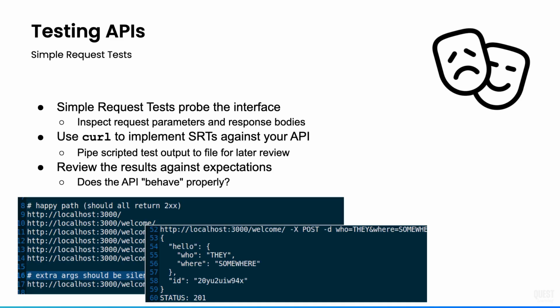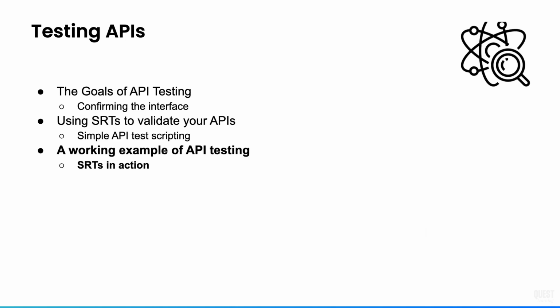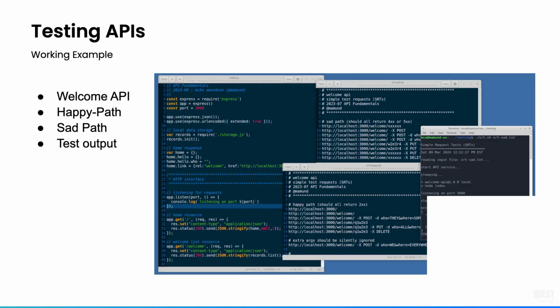We want to inspect both the input parameters and the output responses. We want to create some kind of simple scripted form that we can store for later. And we want to overall just validate the behavior of the API itself. So with that in mind, let's take a look at a working example of testing APIs. We're going to see SRTs in action.